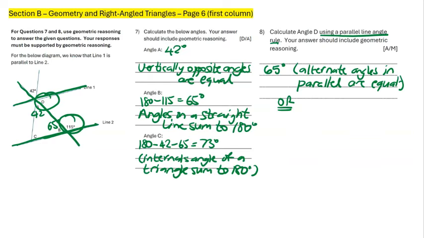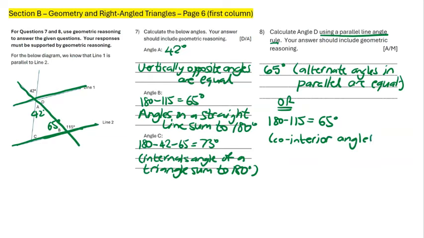So we know both of those have to be summing to 180. So what we could do is 180 minus 115 instead. And again, that is also 65, because it makes sense, right? I should be able to get to the same answer regardless of the approach. And I can state my co-interior reasoning as well. So we've got co-interior angles in parallel lines sum to 180. So either of those with that geometric reasoning will get you the merit mark.